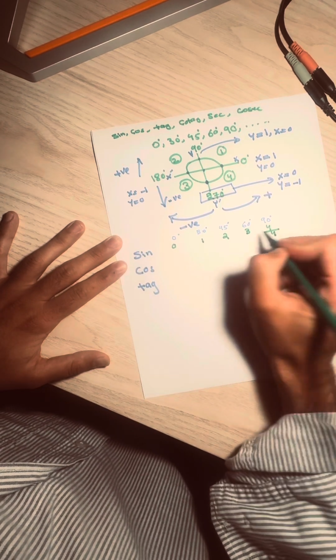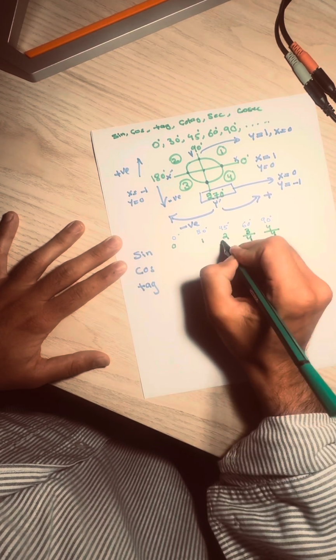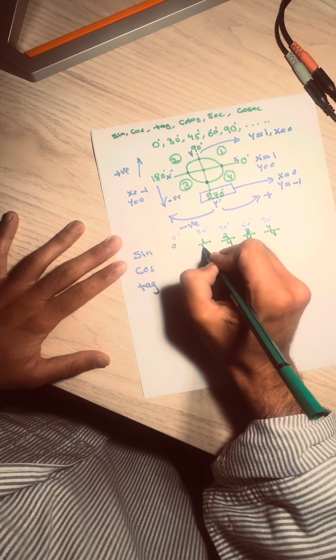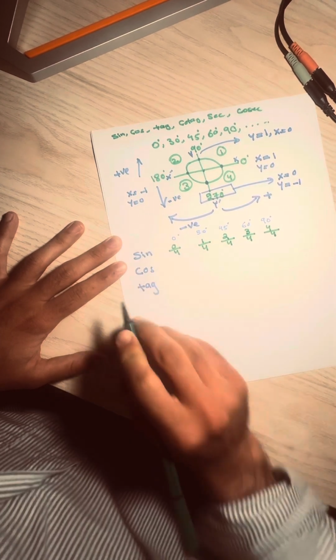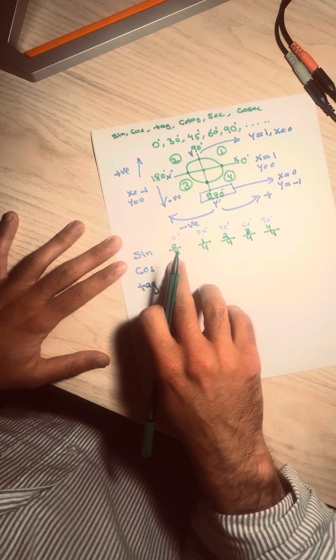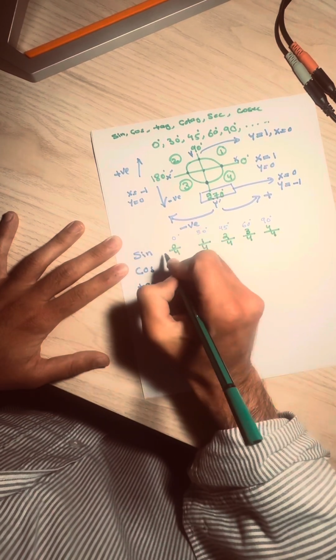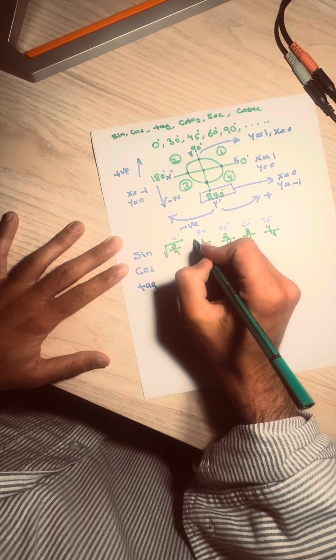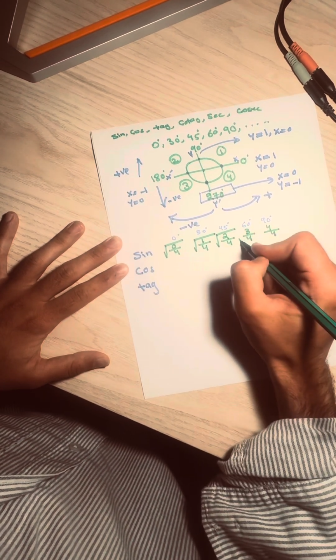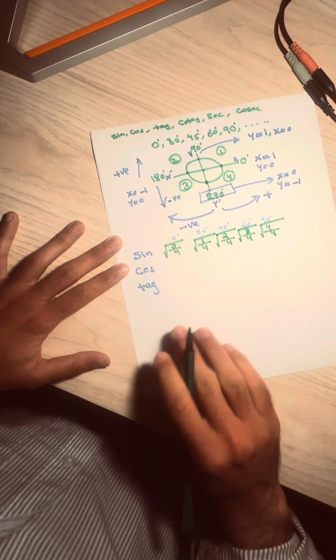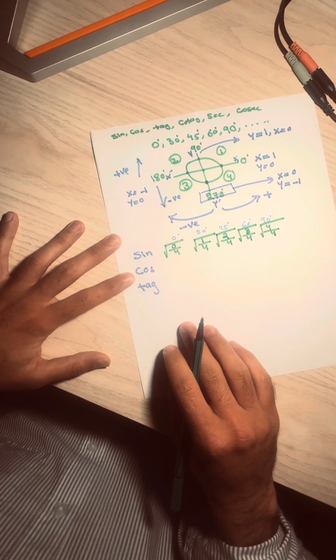Okay, so divide all of this by 4. After dividing all by 4, take the roots. Okay, so now you're done with this.